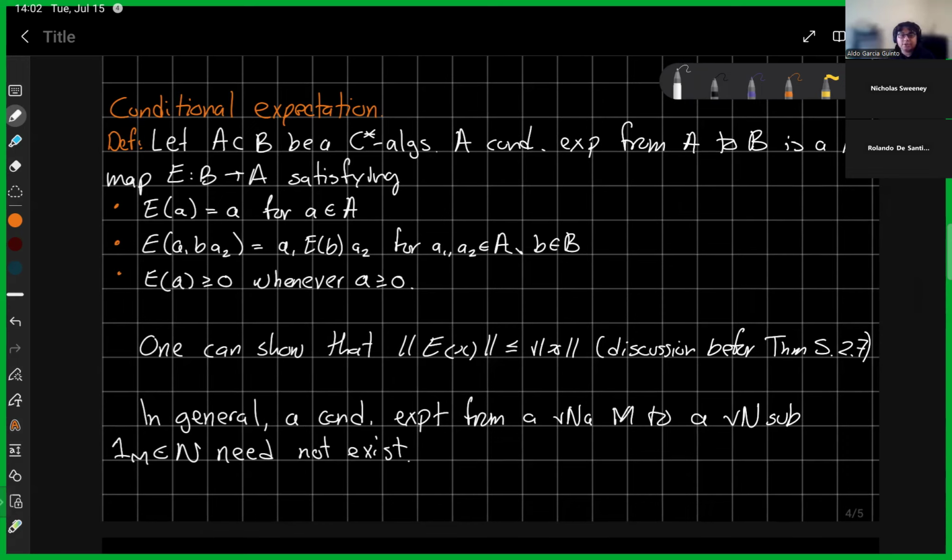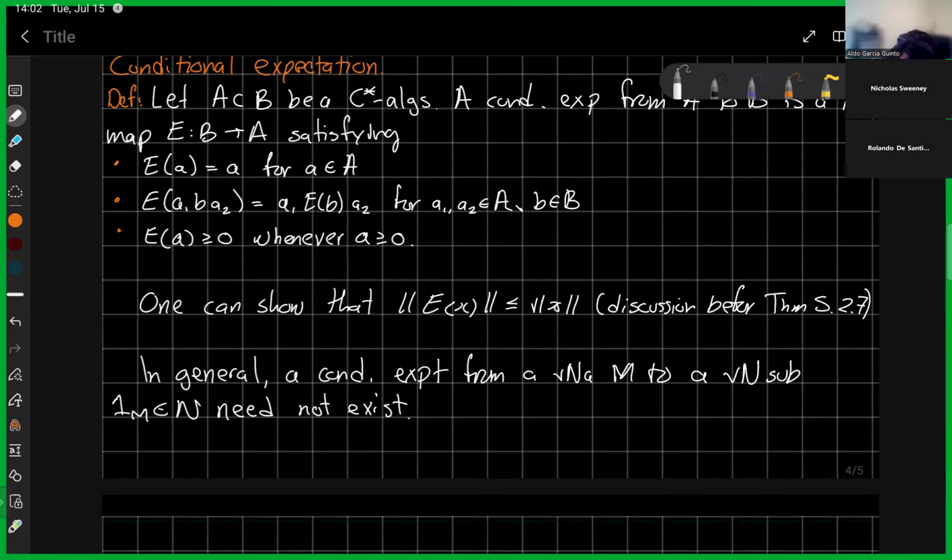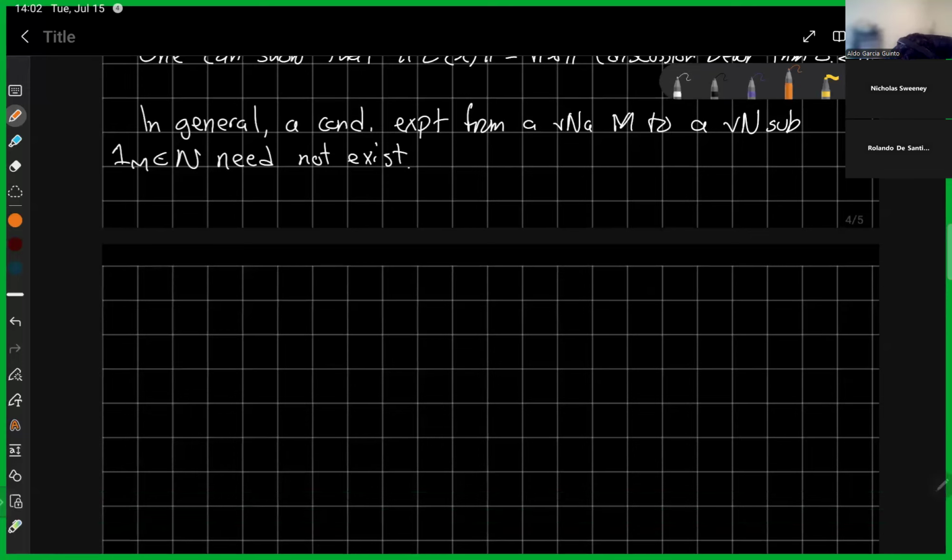Nice. Yeah. So conditional expectation. Well, okay. So I gave you the general definition of conditional expectation at the level of C-star algebras. But when you are looking at polynomial algebras, they don't need to exist. I'm pretty sure it's probably true in C-star algebras as well, but I don't really know. The thing is that the conditional expectation does exist whenever you're looking at trivial polynomial algebras. So this is the last result that we're going to cover.